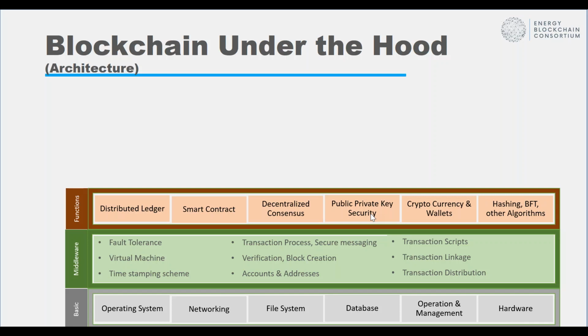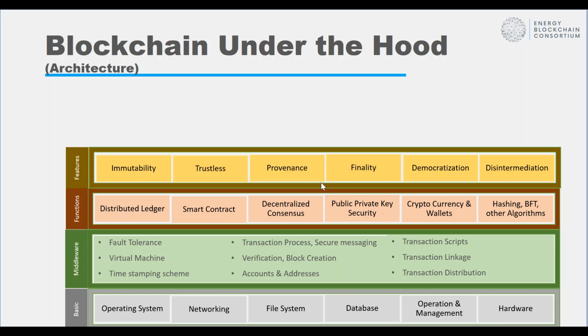Distributed ledger is one, smart contract is another, decentralized consensus, we'll talk about that. All of these things, public and private key security, the cryptocurrency and the wallets, and many, many algorithms such as the hashing algorithm, the BFT algorithm. So those are the functions and capabilities that the blockchain vendors have actually developed on top of the blockchain middleware. So the middleware and the functions are sort of part and parcel of the blockchain.